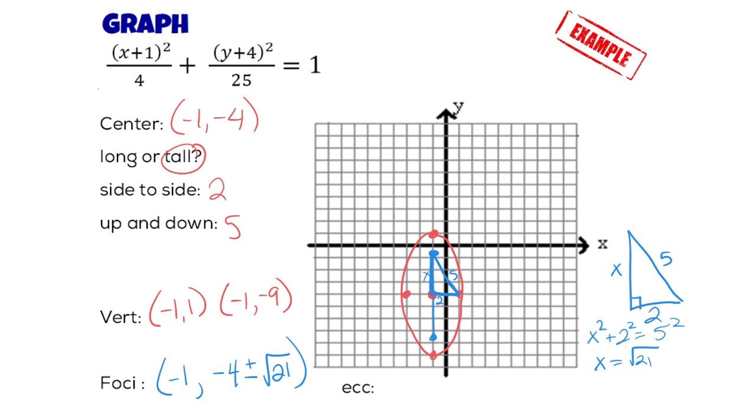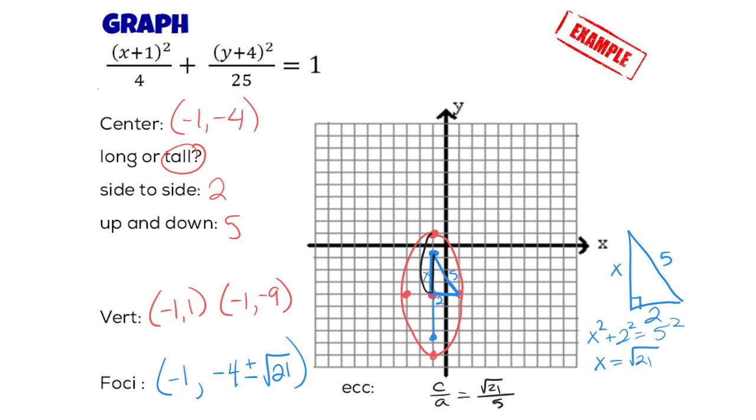Now let's go ahead and find our eccentricity on this. So the eccentricity is the C over the A. C is the distance to the focus, which was our X. In this case, we were looking for that, square root of 21, over A. So distance to the focus versus all the way to the end. You're comparing how close those two are. And all the way to the end was the 5.